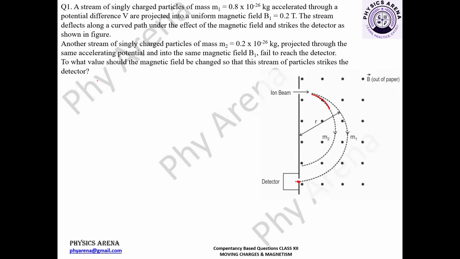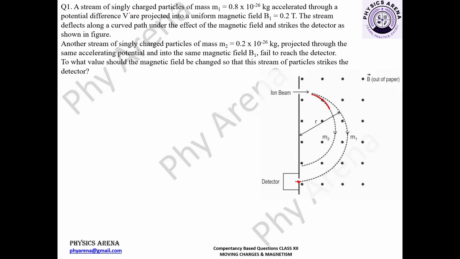A very basic understanding is that if m2 follows the same radius that is followed by m1, then the charged particle will reach the detector. So we need to find some relation of magnetic field with the radius r so that both the radii can be equal, and then we can move ahead. So let's try to solve this problem.